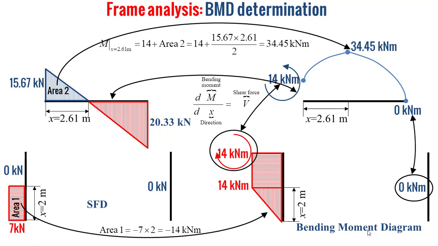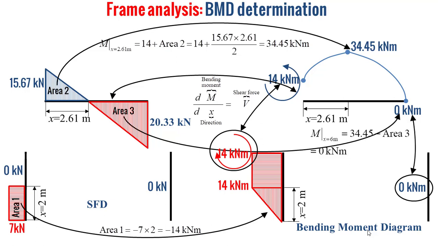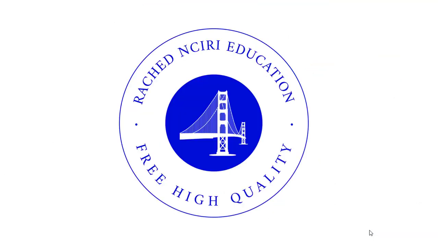It's to note also that we can verify the bending moment equal to 0 kilonewton meter applied at the right hand edge of the beam based on this area 3. So the bending moment applied at the right hand edge of the beam, which is x equal to 6 meters, would be equal to the maximum bending moment, 34.45 kilonewton meter, minus this area 3, which will give finally 0 kilonewton meter. This educational video takes end.